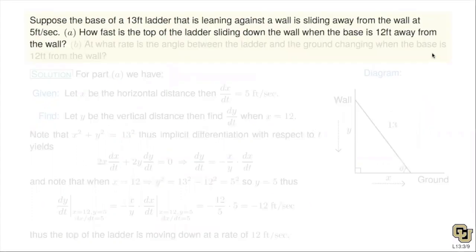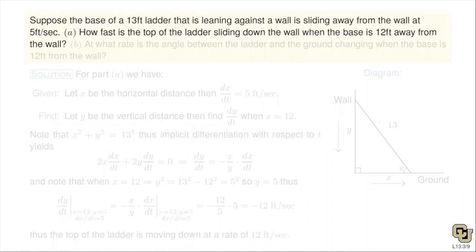So that was an easy problem that I wanted to start out with to show you the fundamentals. So now here's a slightly more complicated one. Again, we read slowly and we read twice. Suppose the base of a 13-foot ladder that is leaning against a wall is sliding away from the wall at 5 feet per second. How fast is the top of the ladder sliding down the wall when the base is 12 feet away from the wall?